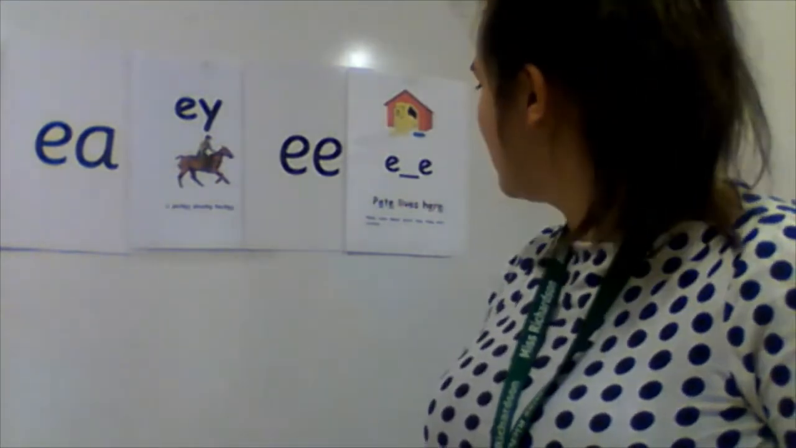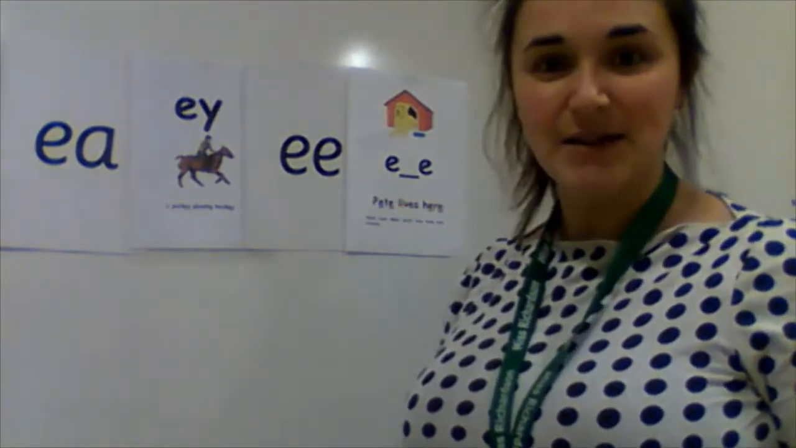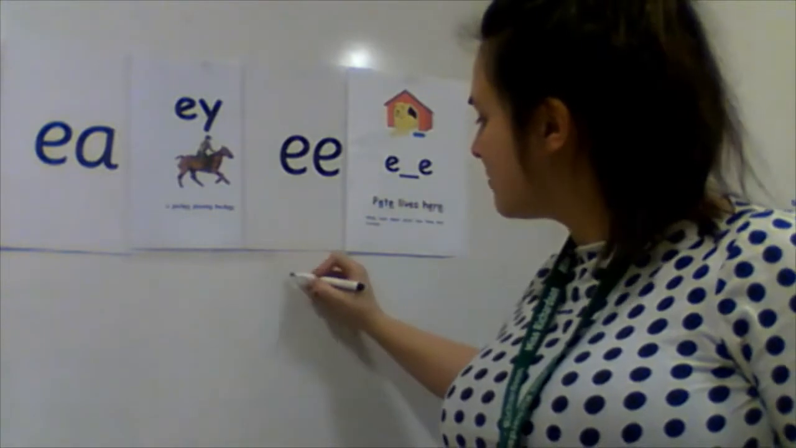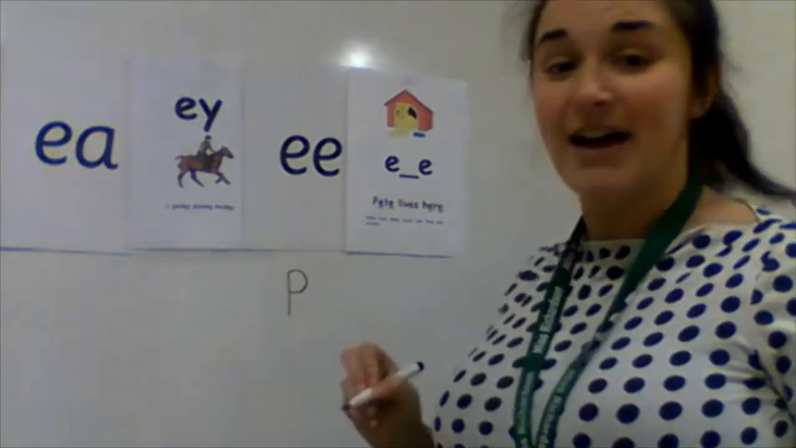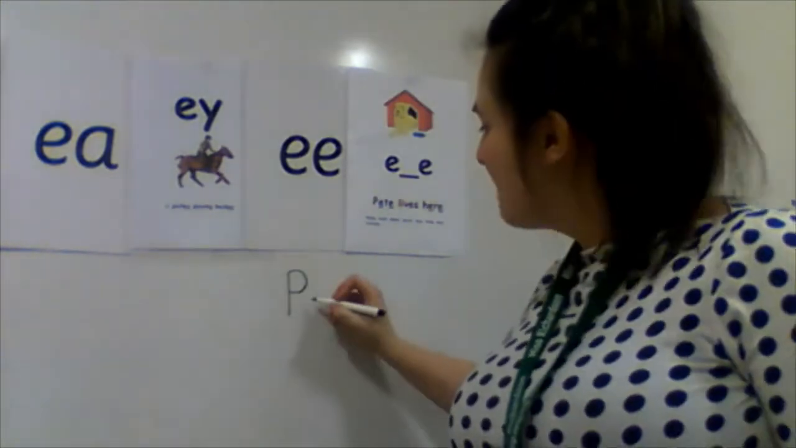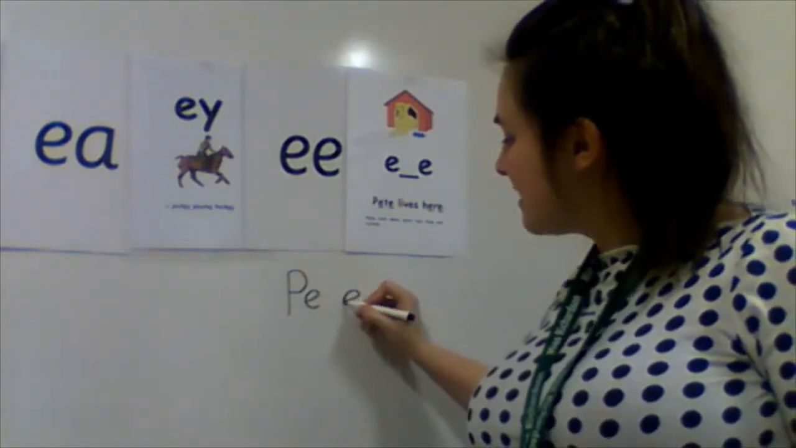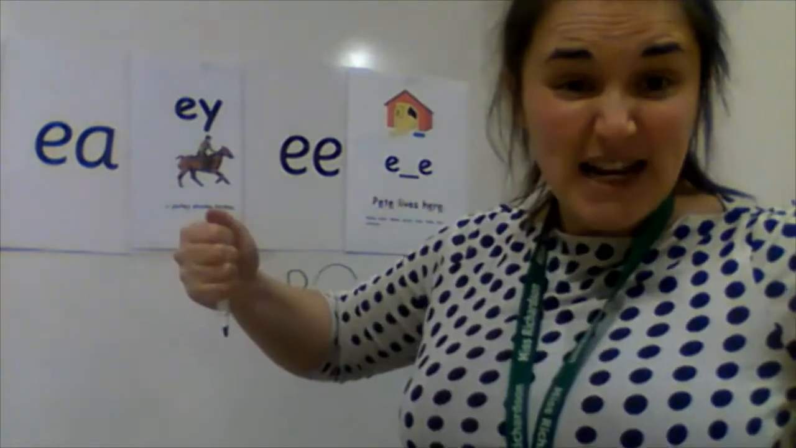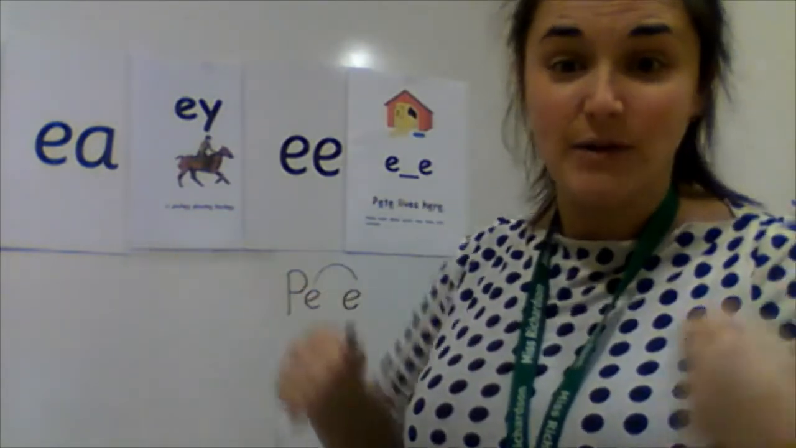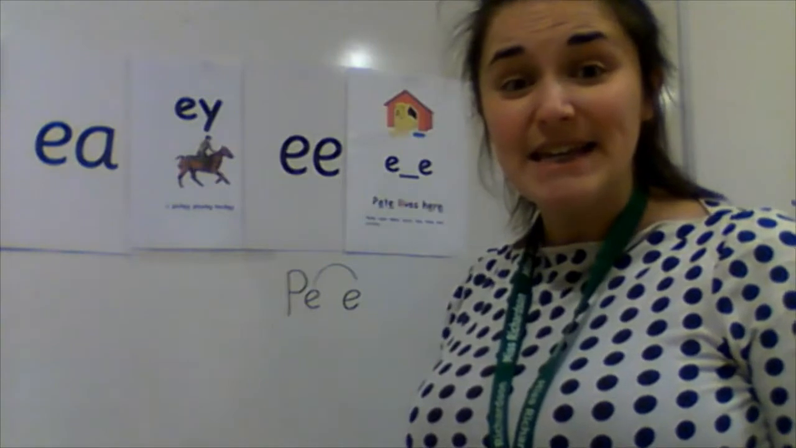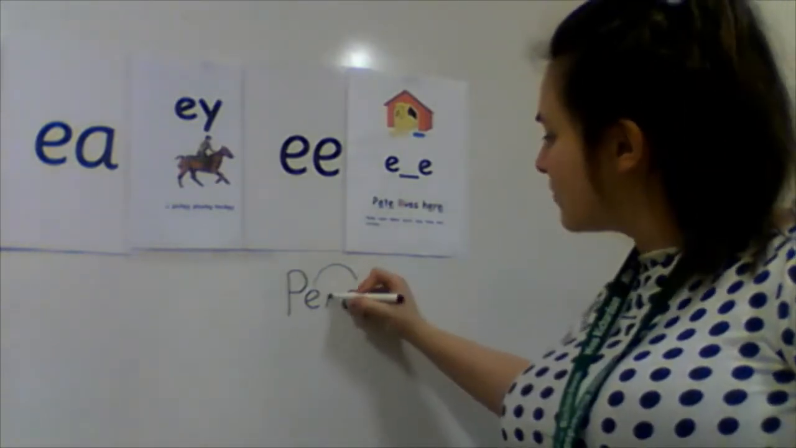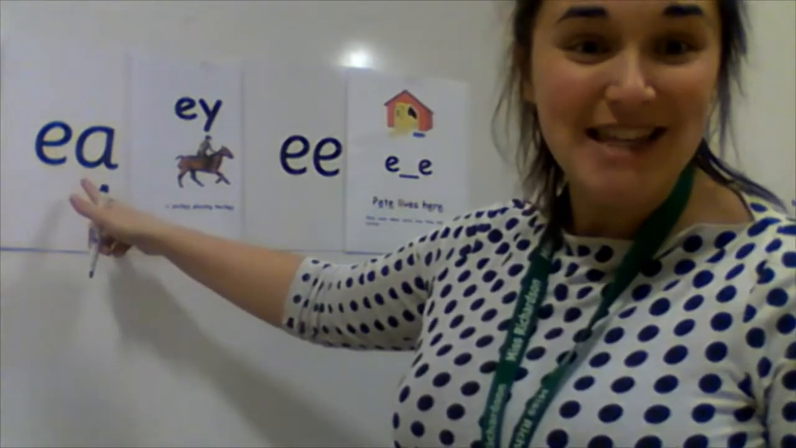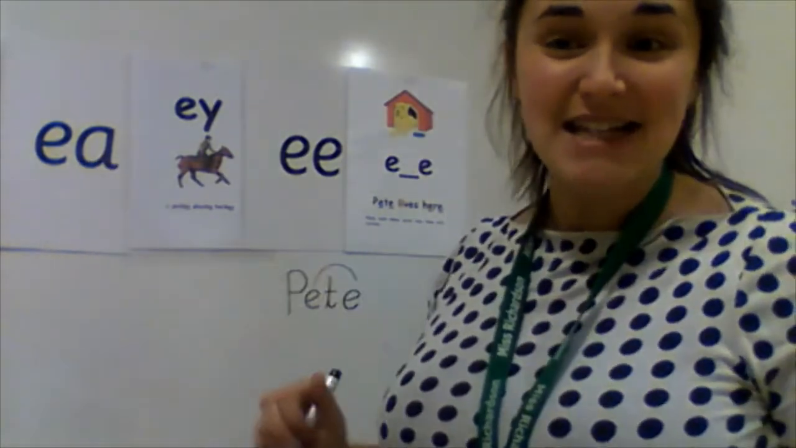I want to write the word Pete because that's the name of my dog, Pete. I know it's a name, so it needs to start with a capital letter. P-E. There's my split digraph. Two friends, but they're split up. They make one sound. P-E-T. Come back to the sound in the middle. Pete.